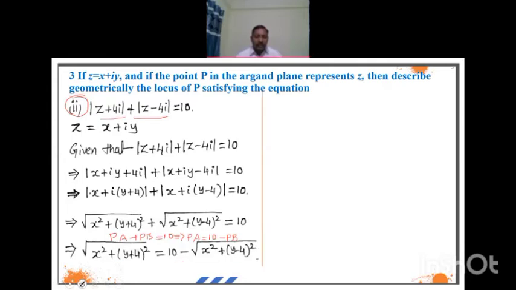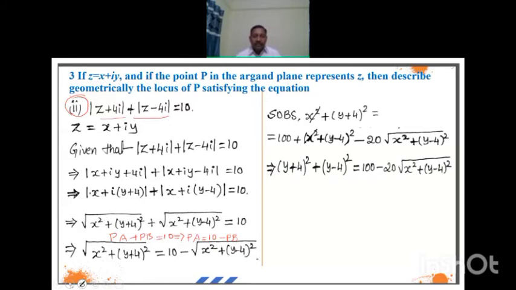So this is a particular method. Remember the technique. We should write it as 10 minus PB, which is equal to root over x square plus y minus 4 whole square. The remaining part you know, to simplify as in the previous part. Upon simplification, we get y plus 4 whole square plus y minus 4 whole square is equal to 100 minus 20 root x square plus y minus 4 whole square. Again, it is 16y minus 100, which is equal to minus 20.